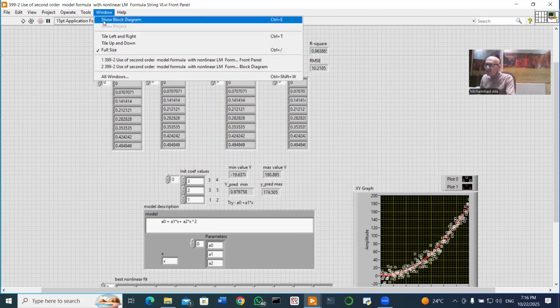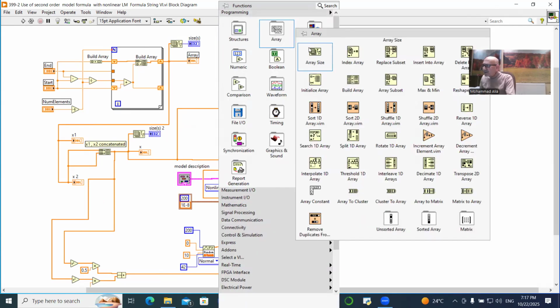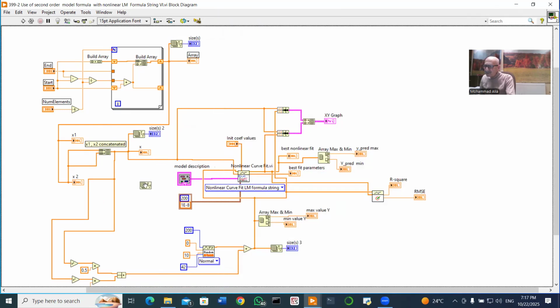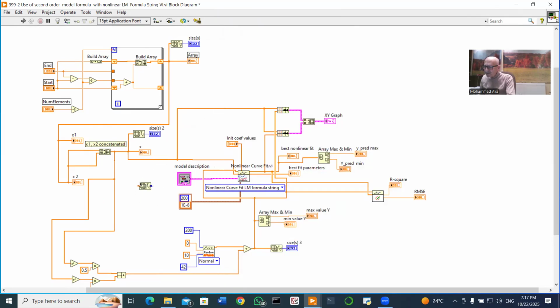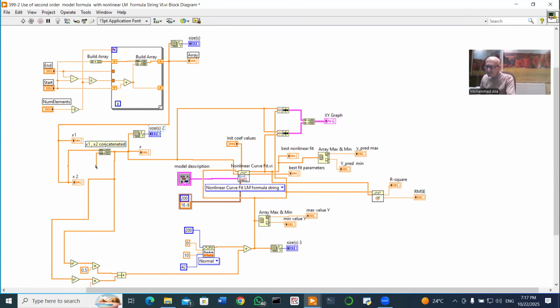So when I concatenated them, I have the values for 100 followed by another 100. This is the array size. For those who are here, you put the array size function, connect the array to it, and then you read the output to see the number of elements. Here the size will be 200. So this input is going to be fed to the X input.